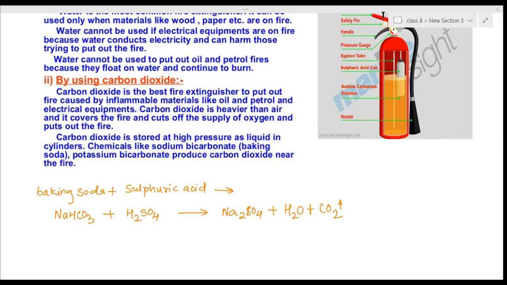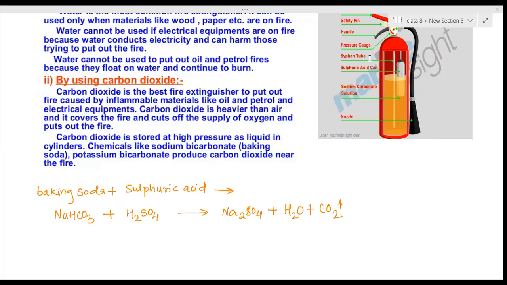As soon as you need to extinguish fire, carbon dioxide gas is needed. At that time, when you press the knob, the sulfuric acid comes in contact with the baking soda, a reaction takes place, and carbon dioxide is formed. That carbon dioxide moves through this nozzle and is spread over the fire and extinguishes the fire. Is that clear? Mechanism clear?